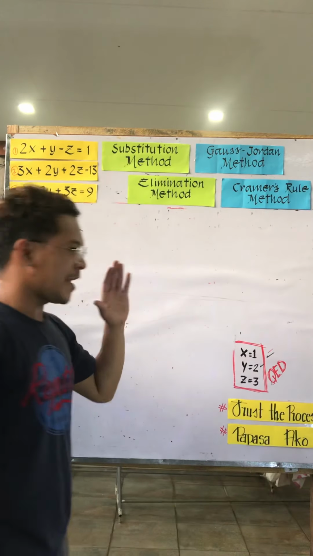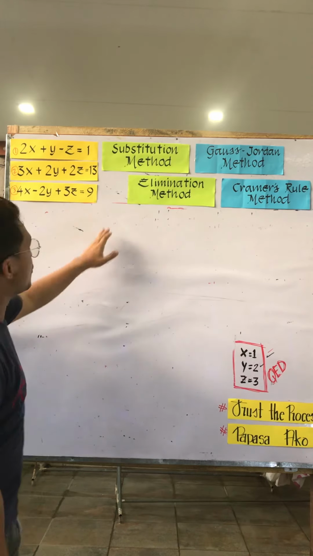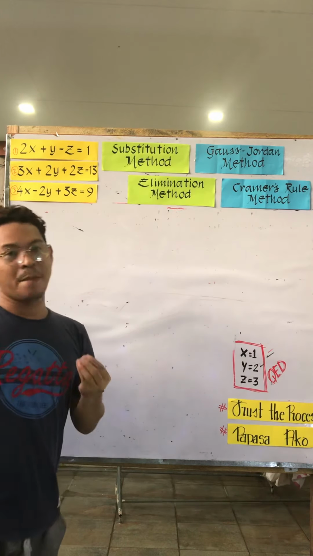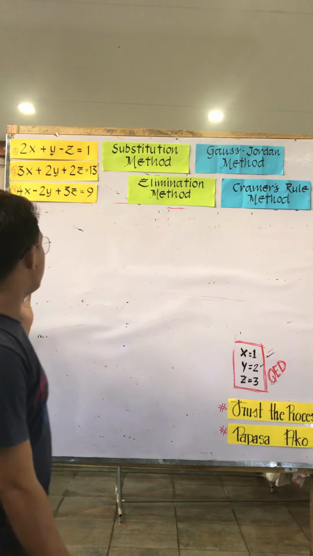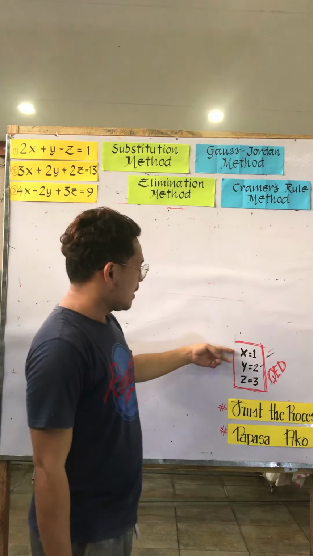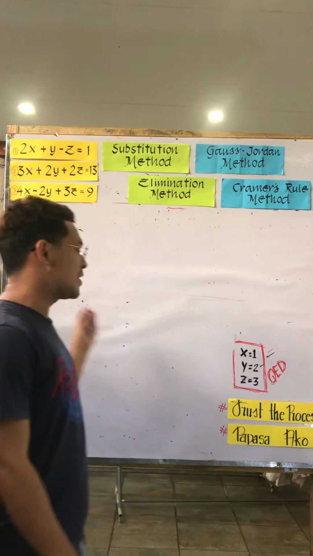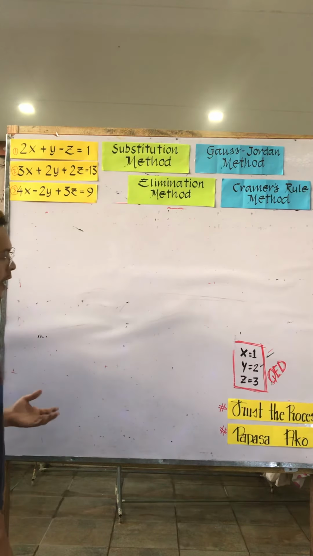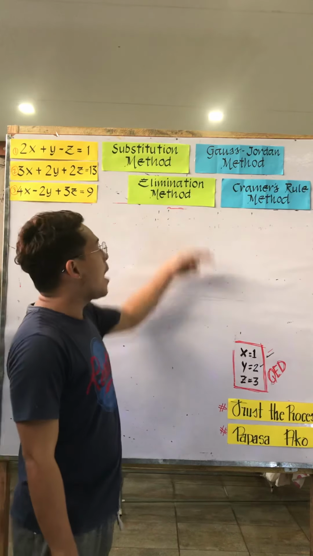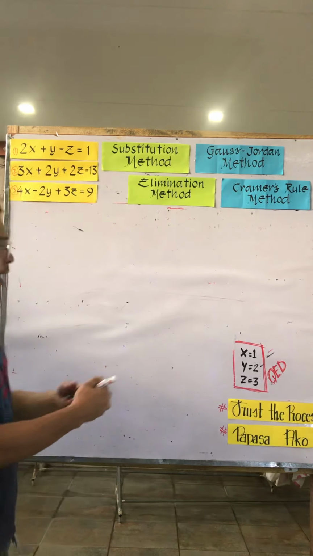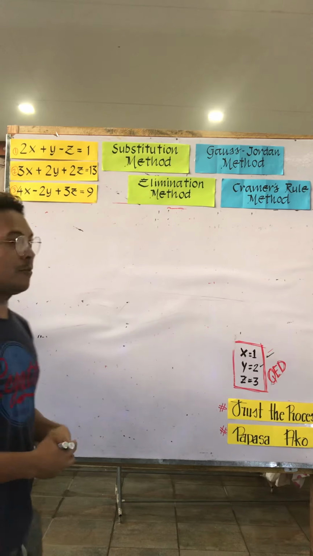Okay, so I have discussed to you already the substitution method and elimination method, and we have found that x is equal to 1, y equals 2, and z is equal to 3. Let us find out if you will get the same result applying Cramer's rule method. So for today, we will be discussing Cramer's rule method.